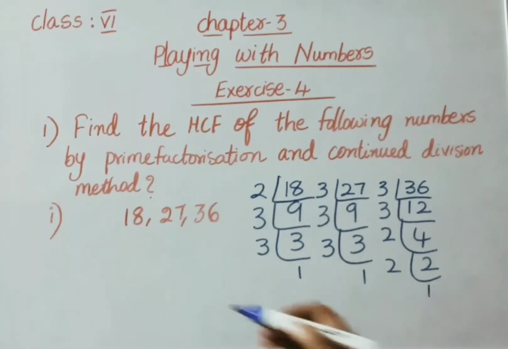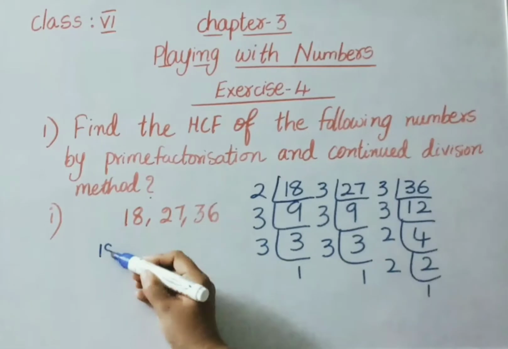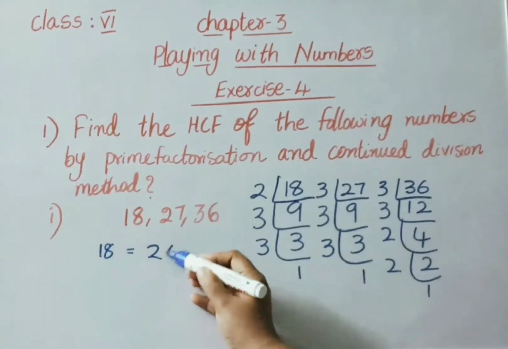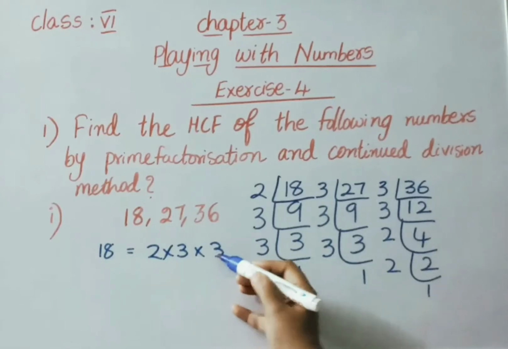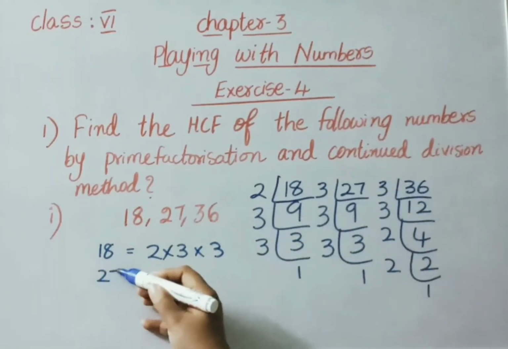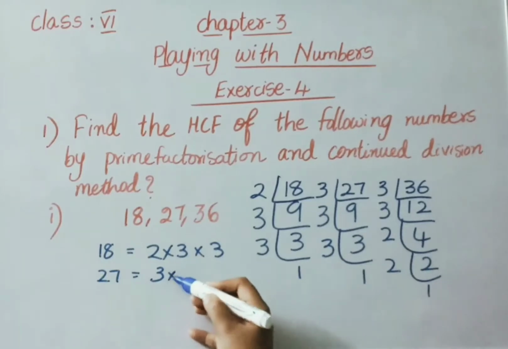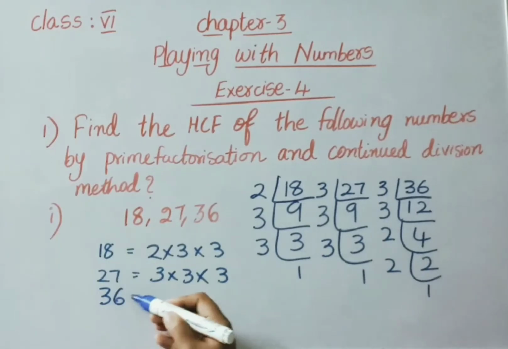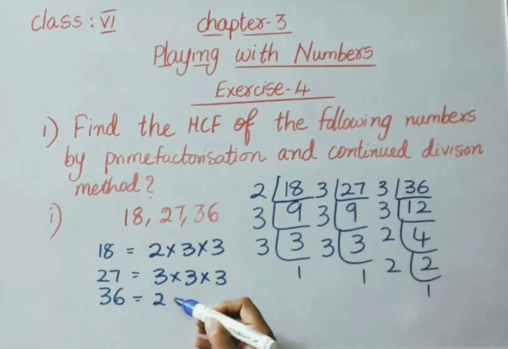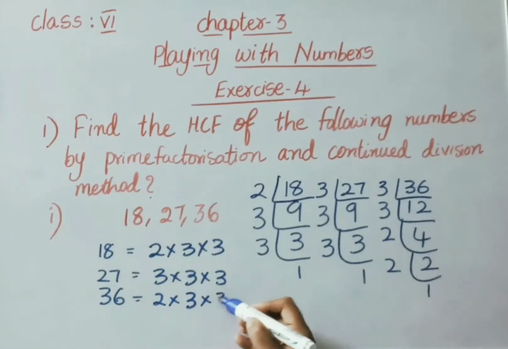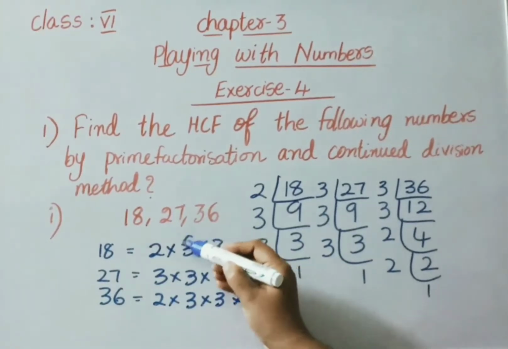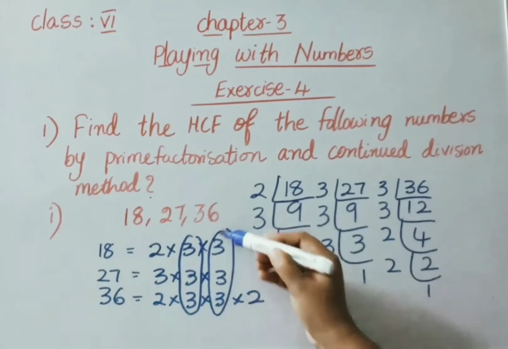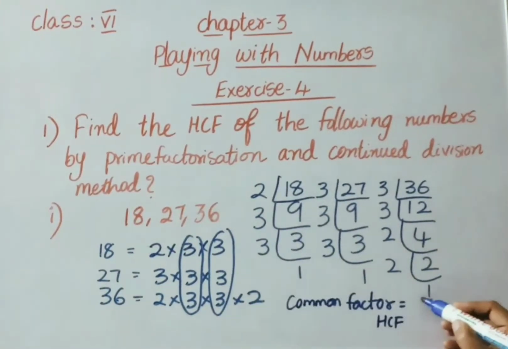Now let us write the factors for all the three numbers. 18, what are the factors here? 2 into 3 into 3. Take next number 27, write down its factors. 3 into 3 into 3. Take the last number 36, 2 into 3 into 3 into 2. Now let us take the common factors. So what are the common factors here? 3 into 3. So HCF equals to 3 into 3, 9.